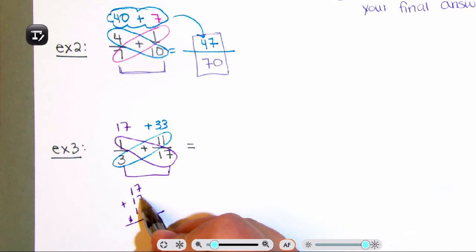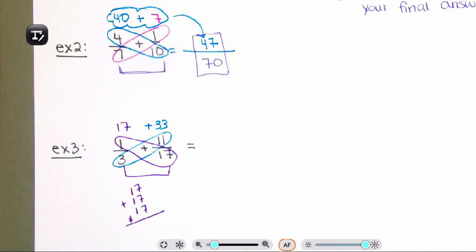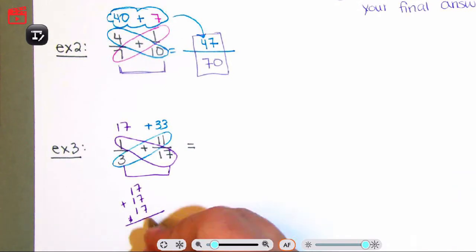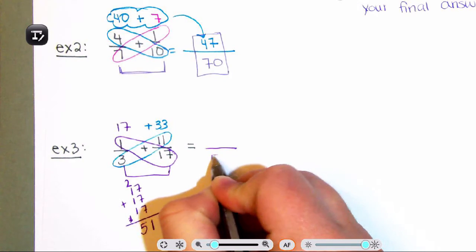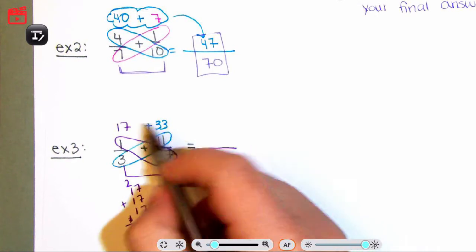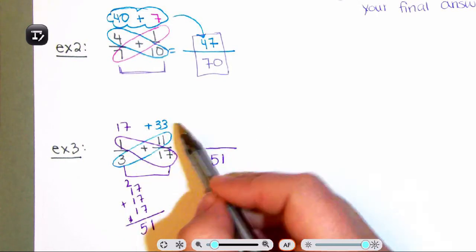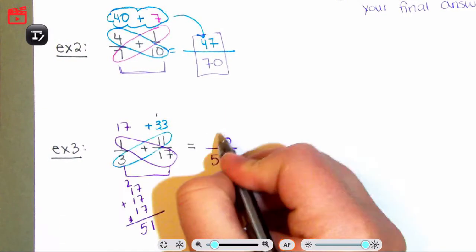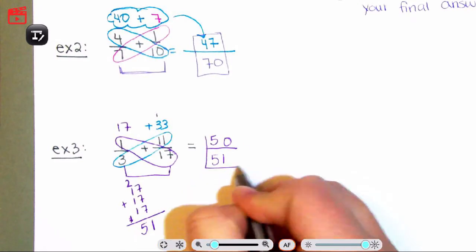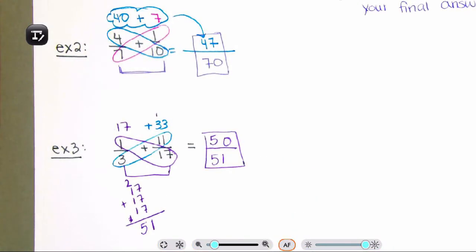So 7 plus 7, that's 14, 15, 16, 17, 18, 19, 20, 21. Carry the 2. 2, 3, 4, 5. So that is 51. So 51 over 33 plus 17. So 7, 8, 9, 10. Carry the 1. 3, 4, 5. So I have 50 over 51 on that one.